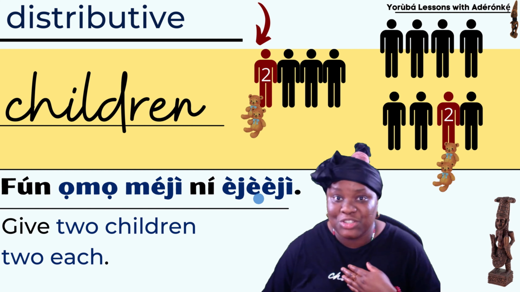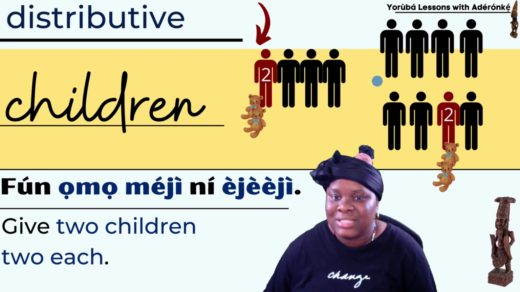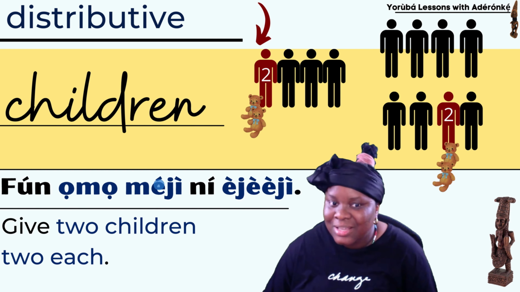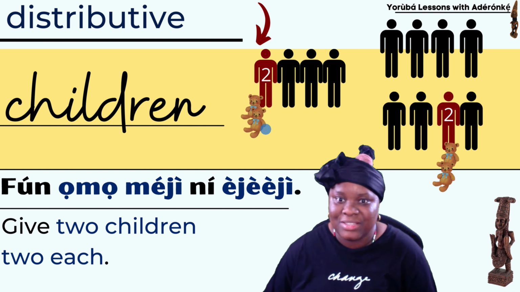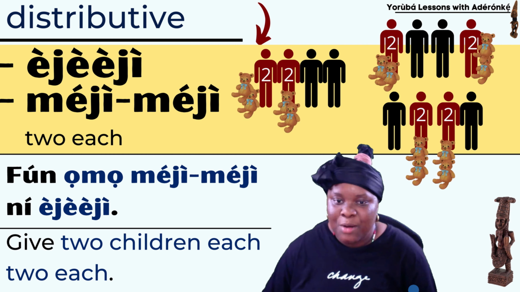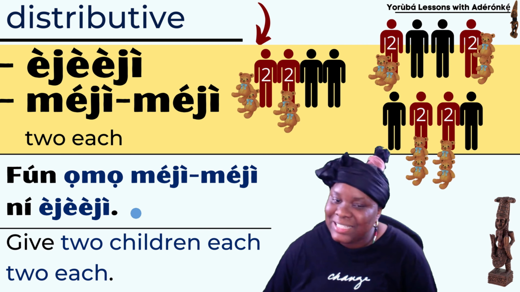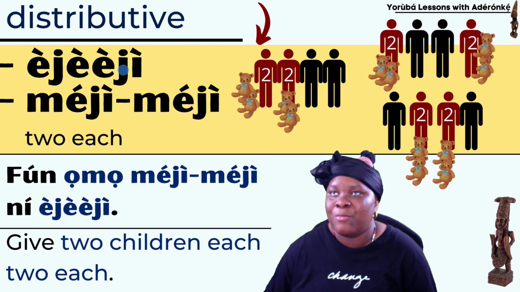AG. 2 each. Give 2 children 2 each. In that context, you can just pick any 2 children randomly, because the instruction is give 2 children 2 each. Let's say the thing that is being given is teddy bears. Give 2 children 2 each. So any 2 children, you give each of them 2. However, if they say fun omo meji ni ejeji.